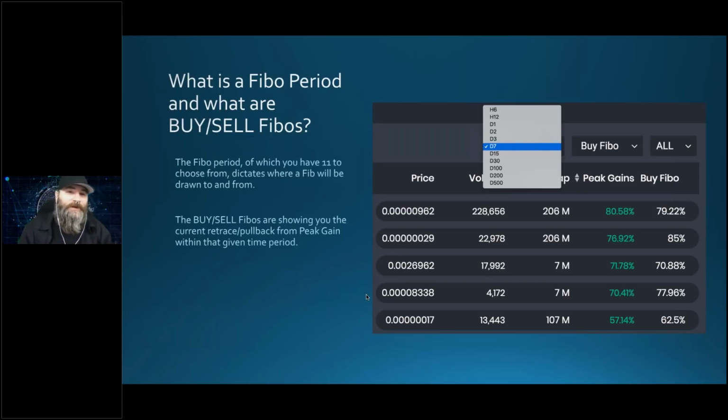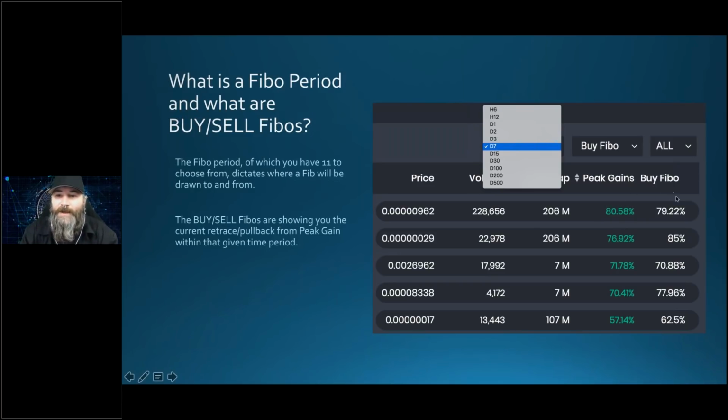What is the Fibo period and what are buy-sell Fibos? Okay, so the Fibo period is just this. You have the options over here, 11 different options as far as calculation is concerned. From, let's say right here, from a D7. So we're going to look at 7 days of history, and we're going to draw a fib, real time, live. And that fib will be drawn from the bottom to 7 days worth, top, and you'll find whatever the peak was. So whatever the overall gain was, no matter what happened inside of those 7 days, the overall gain is going to be your peak gain.